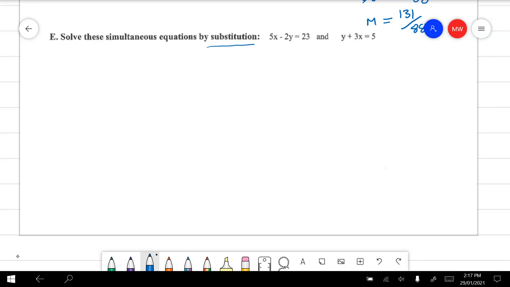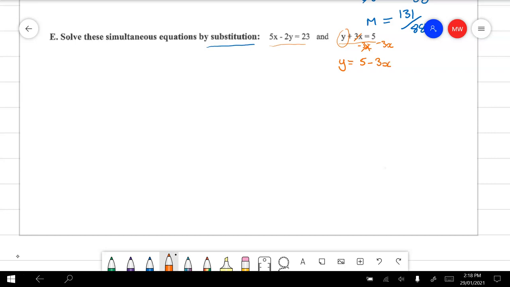But if I'm going to use substitution, what I'm doing here is looking through both of these equations and hoping that one of these letters is singular. In this case, it's this one. So I'm going to rewrite that equation so that the y is by itself, and I'd just do that by moving the 3x. So this equation is now y equals 5 minus 3x.